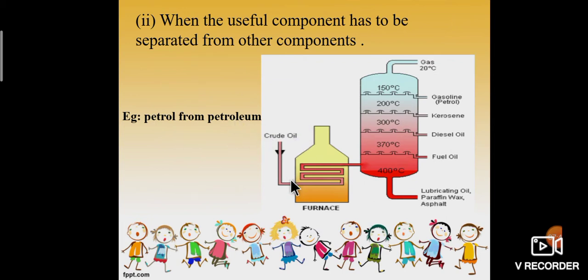If we heat crude oil in a furnace at various temperatures, we may obtain so many products. See the picture, at 20 degrees Celsius, we may get gases. Like that, at 150 degrees Celsius, we may collect petrol. At 200 degrees Celsius, kerosene. 300 degrees Celsius, diesel. 370 degrees Celsius, fuel oil.